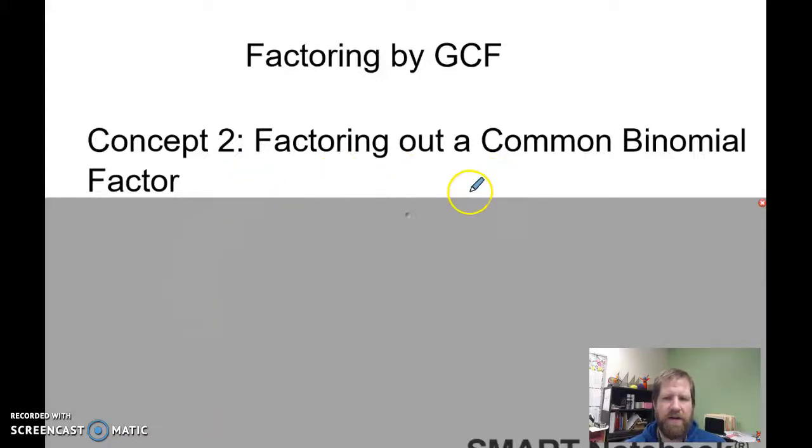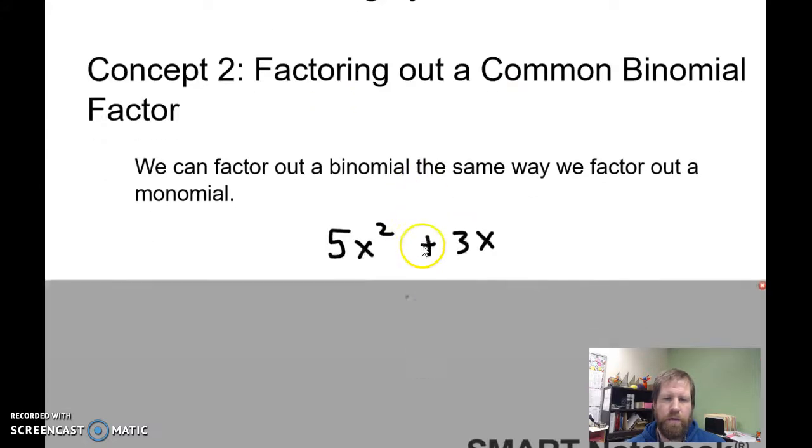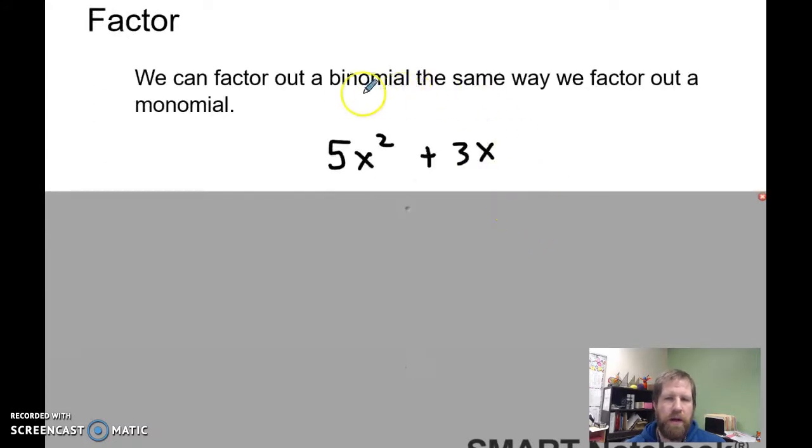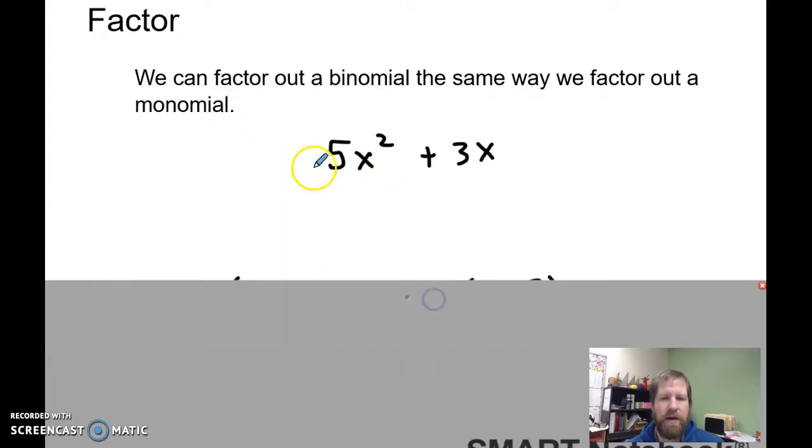Concept 2, factoring out a common binomial factor. Alright, so we can factor a binomial, and we do it the same way as when we are factoring out a monomial. Here I have 5x squared plus 3x. If I'm going to factor that, I'm going to look through and see what my common factors are. I've got 5, which is prime, 3, which is prime. So really I've just got the x in common.